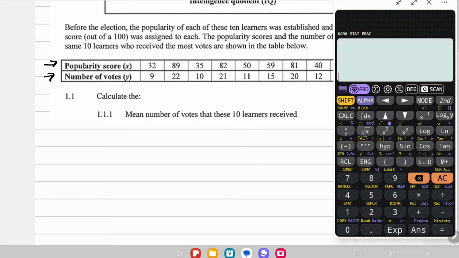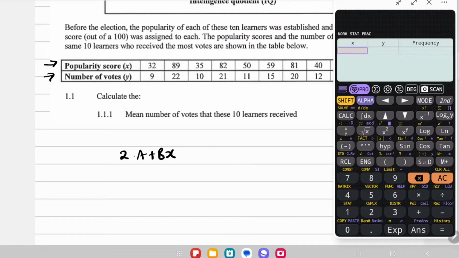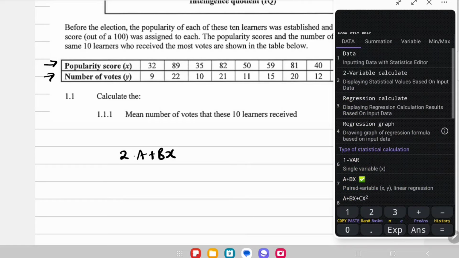So on your calculator, make sure that you go for option 2, the option that says A plus BX. Go for that option. And when you go for that option, you will see that you have two columns. So in the X, go ahead and put in the popularity score, and in the Y, put in the number of votes. And then once you have put everything in, you can press AC, Shift, and 1. And then you will get options.